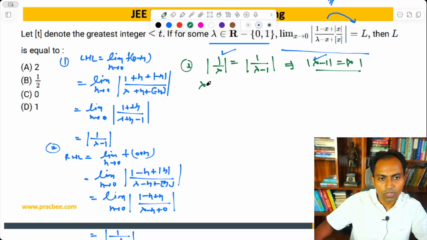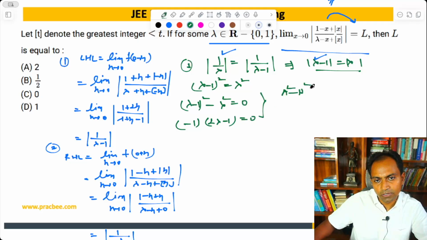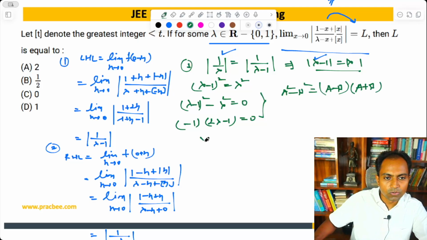If I want to solve this, I can square it up. This is the standard technique to solve mod: square on both the sides and then bring them on the same side. So (lambda minus 1) whole square minus lambda square will be equal to 0. If simplified, a square minus b square, a minus b and a plus b will come. So what I have done is I have applied this formula: a square minus b square is equal to (a minus b) into (a plus b). If I apply this, you can see that the value of lambda comes out to be 1.